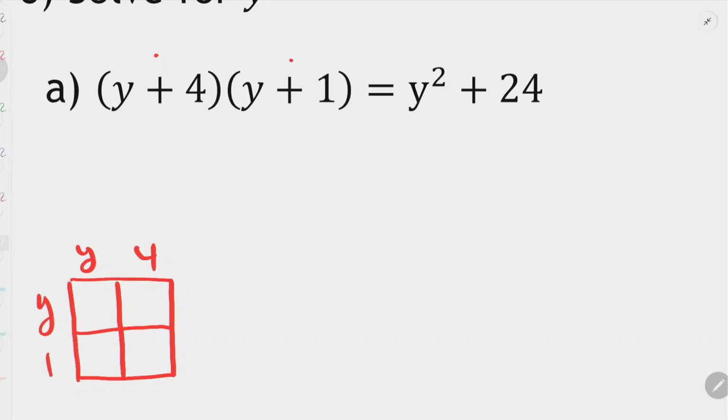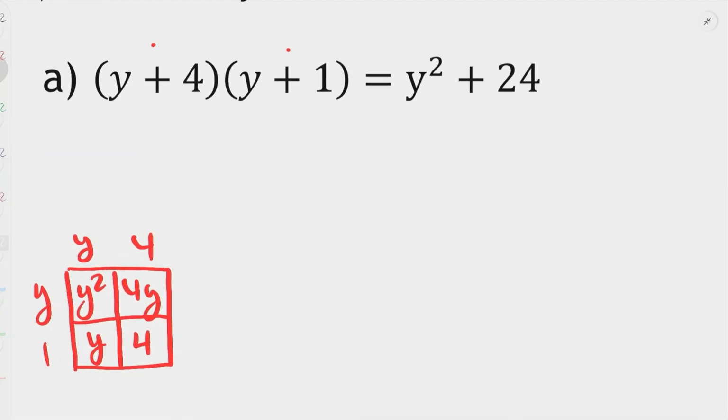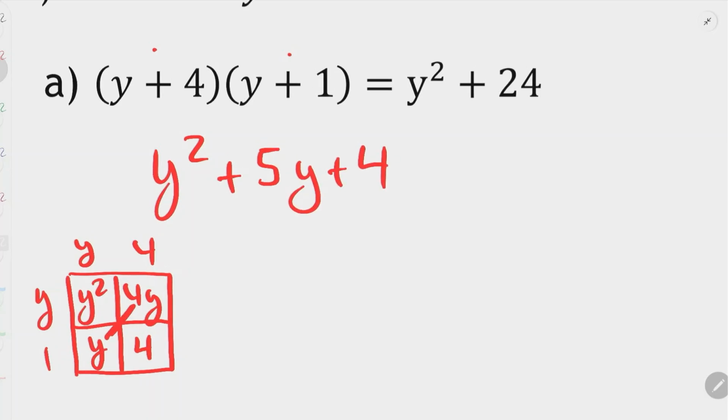Each one of these has an area, and I can find the area just by multiplication. In the top left corner, y times y is y squared. The next corner over, 4 times y is 4y. Below that, 1 times y is just y, and then 1 times 4 is 4. These two are like terms. I've got a y plus a 4y, which gives me 5y. So this is the same as y squared plus 5y plus 4. That's what the left-hand side is.